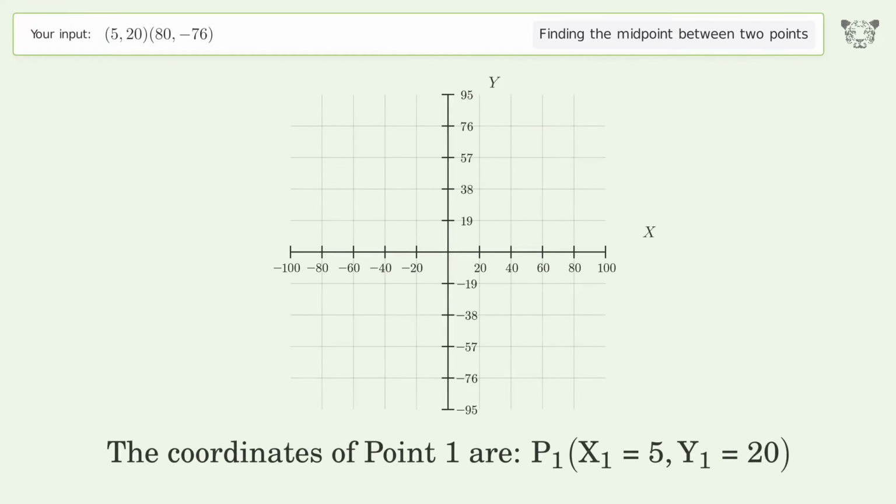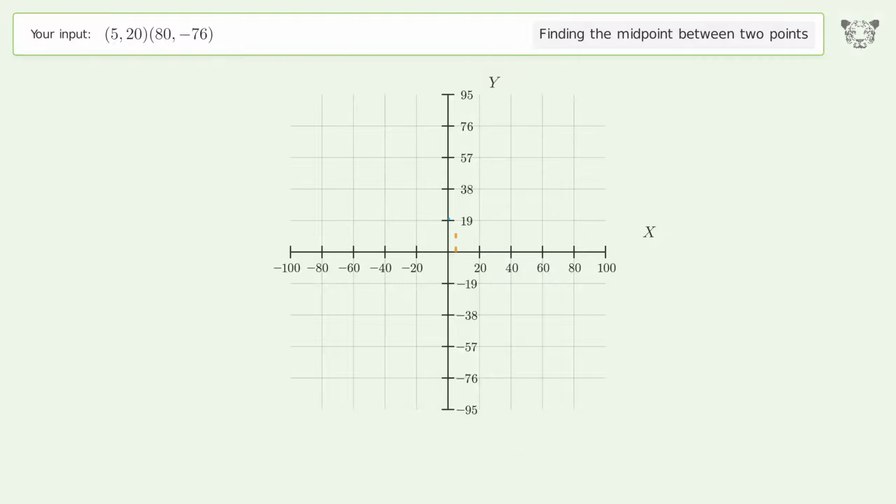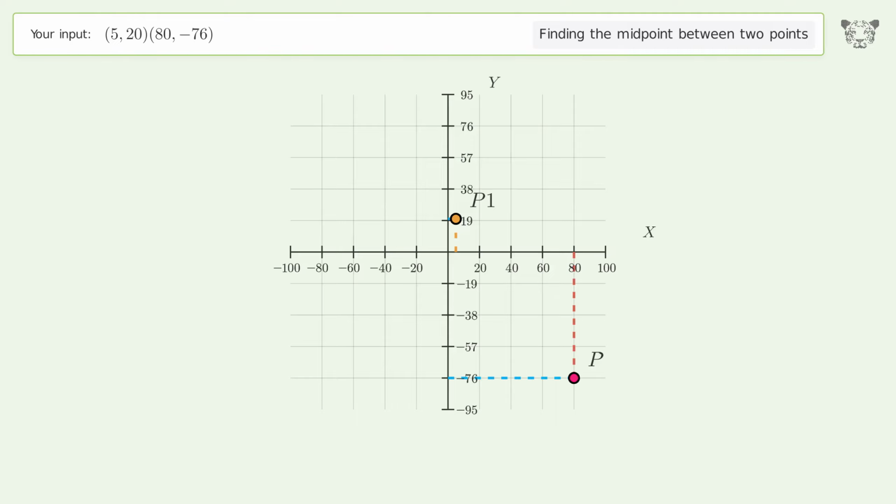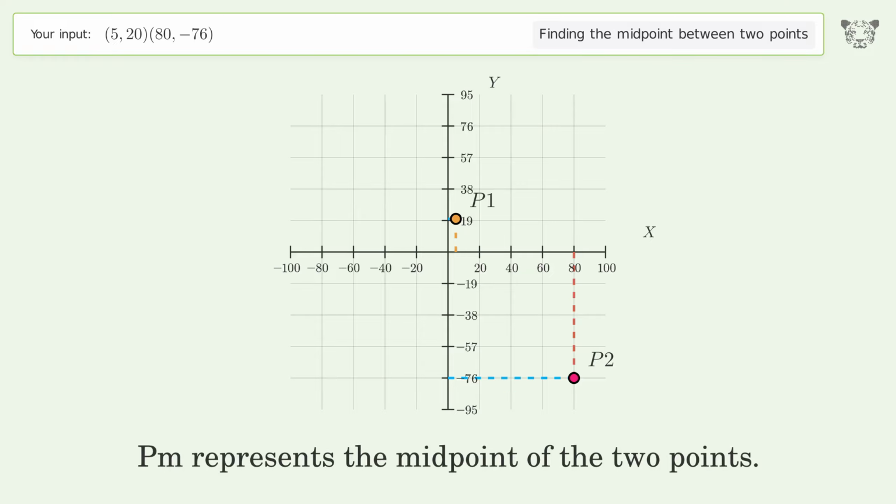The coordinates of point 1 are x1 equals 5, y1 equals 20. The coordinates of point 2 are x2 equals 80, y2 equals negative 76. PM represents the midpoint of the 2 points.